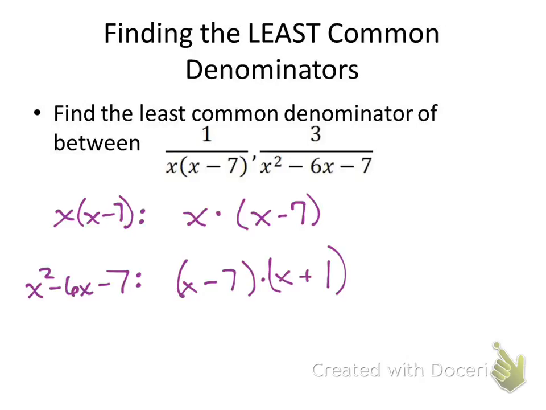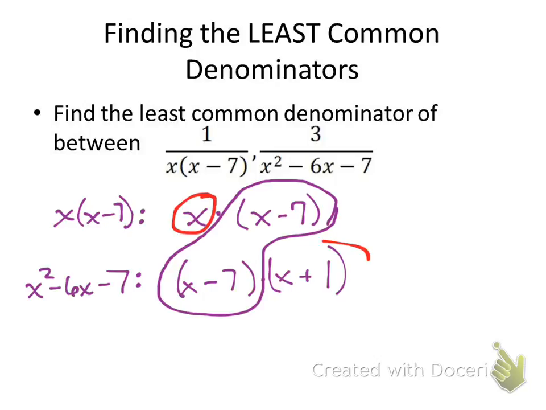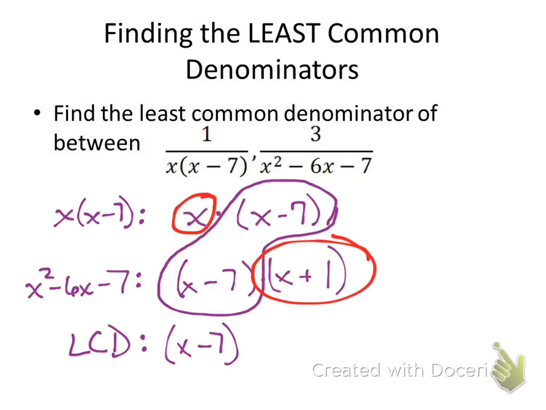So notice what they have in common. Sorry, technology glitch. What do they have in common? They have this x minus 7 in common. What do they not have in common? So the least common denominator is going to be x minus 7 times what they don't have in common, the x and the x plus 1. That's the entire least common denominator.